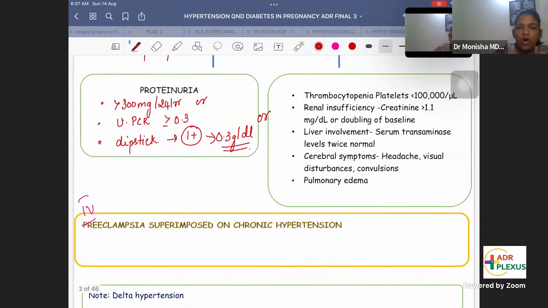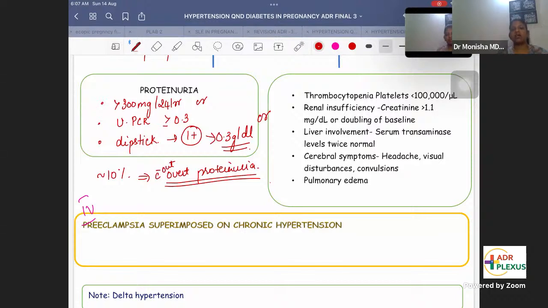Remember, not all patients of preeclampsia present with proteinuria. Another 10% can present with severe preeclampsia without proteinuria. Without overt proteinuria they can present, but still, if they present with the other end organ damages, we have to label them as preeclampsia based on their severity.